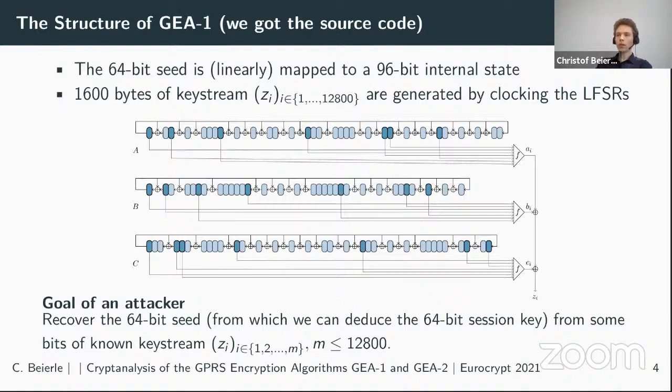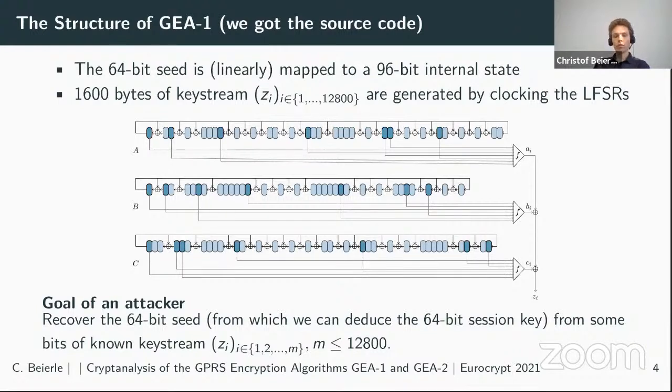GEA1 is a stream cipher which operates on a 96-bit internal state. This is depicted by these 3 registers here, where each blue cell indicates 1 bit. From the session key and from the IV, there will be a 64-bit seed generated. From this seed, you can recover the session key. Then there is a linear operation which maps the 64-bit seed to a 96-bit state.